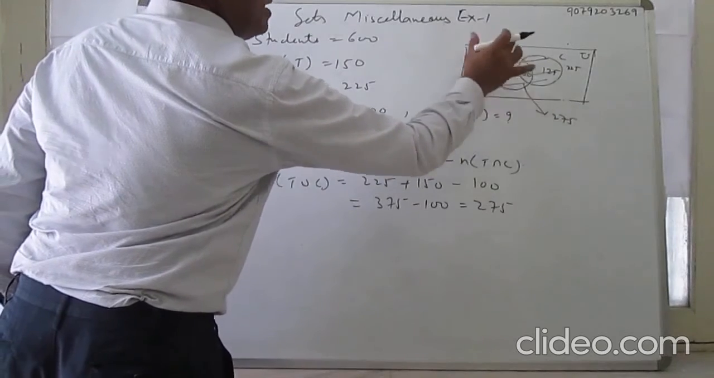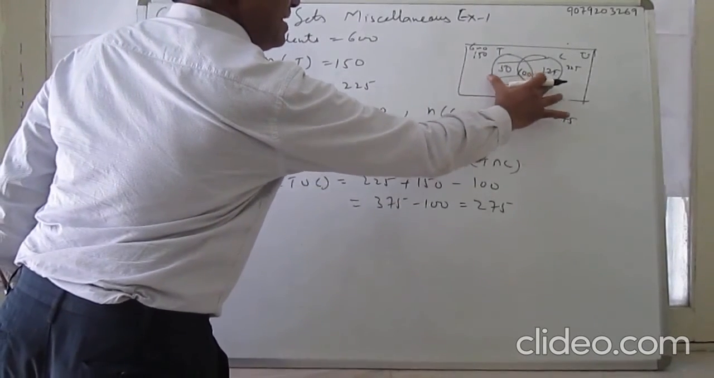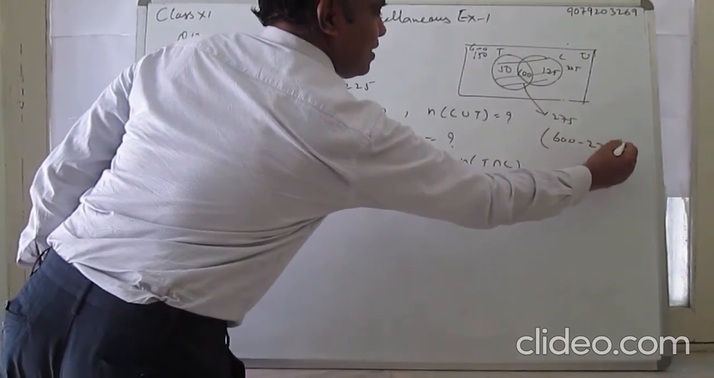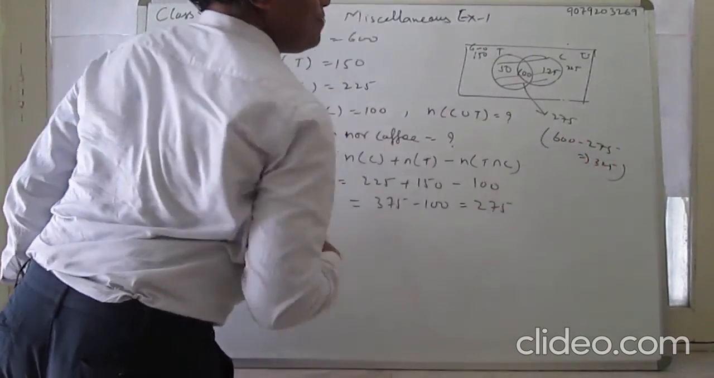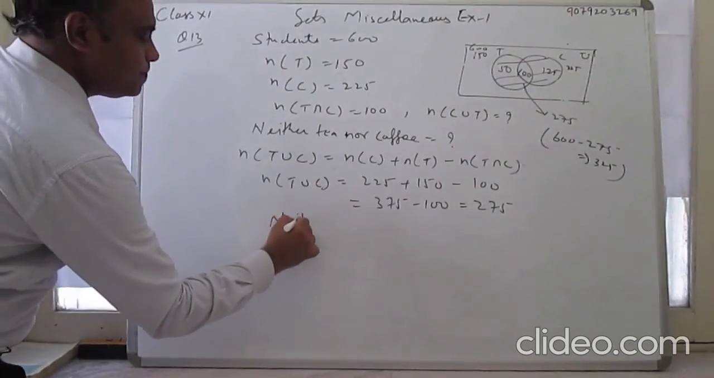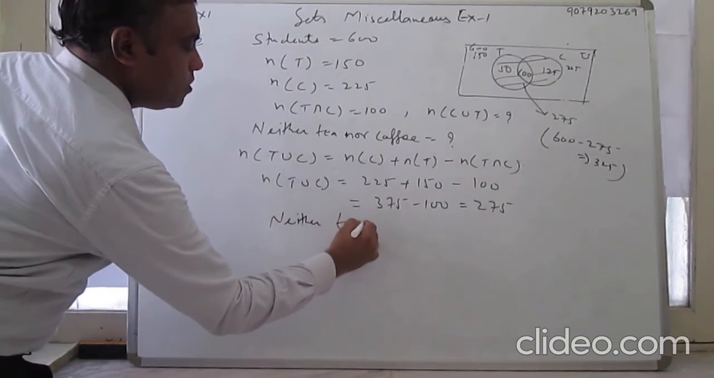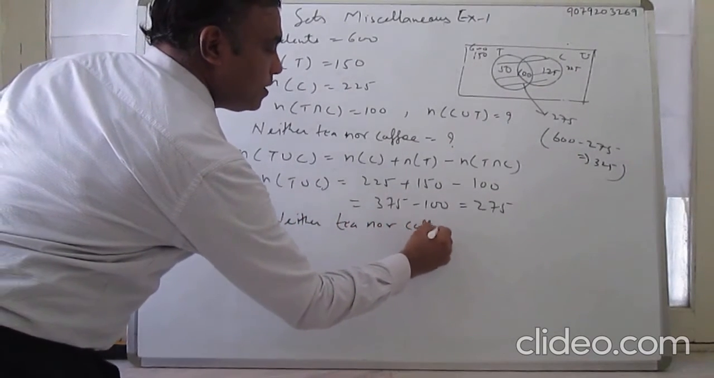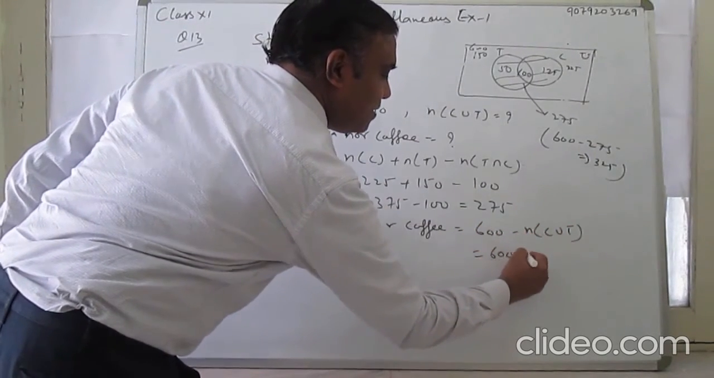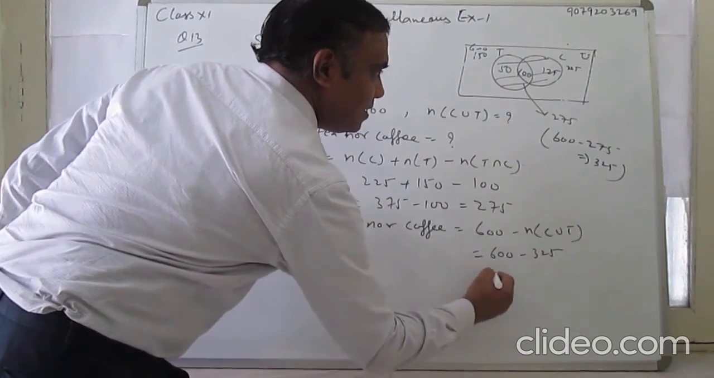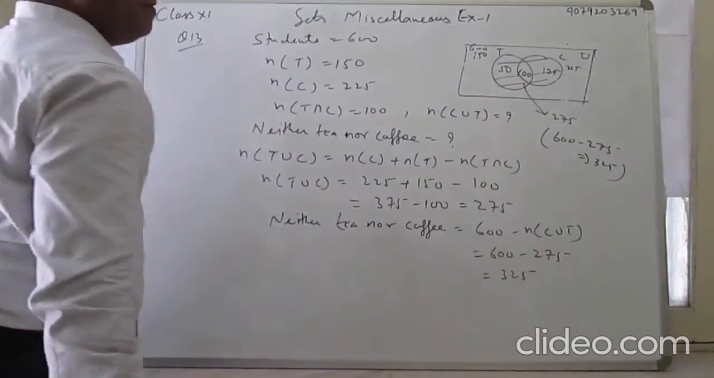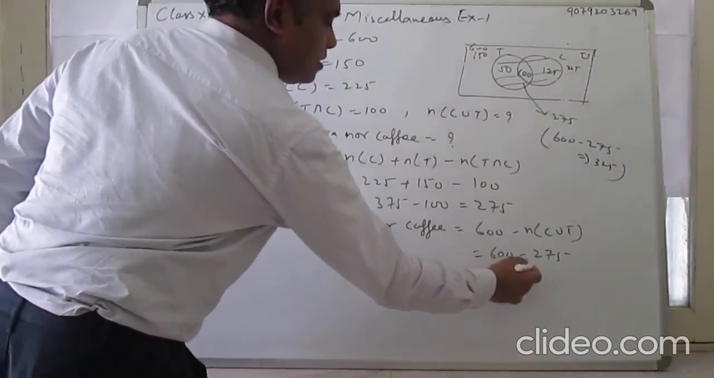Okay. So how many are neither taking tea nor coffee? Subtract T union C from this. 600 minus 275, that is 325. This is the solution by Venn diagram. Now mathematically, neither taking tea nor coffee is equal to 600 minus n(C union T), that is 600 minus 275, it is 325. So this is the answer.